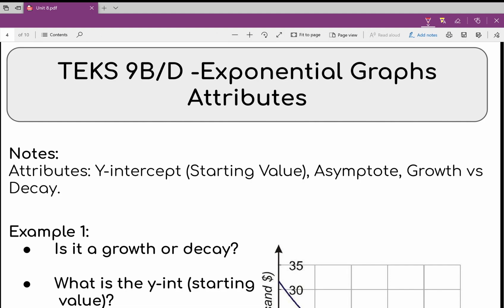TEKS 9B and 9D, exponential graphs and their attributes. Okay, so we are starting Unit 8, and Unit 8 is all about exponential functions. So before we look at the examples, I want to look at the note section.